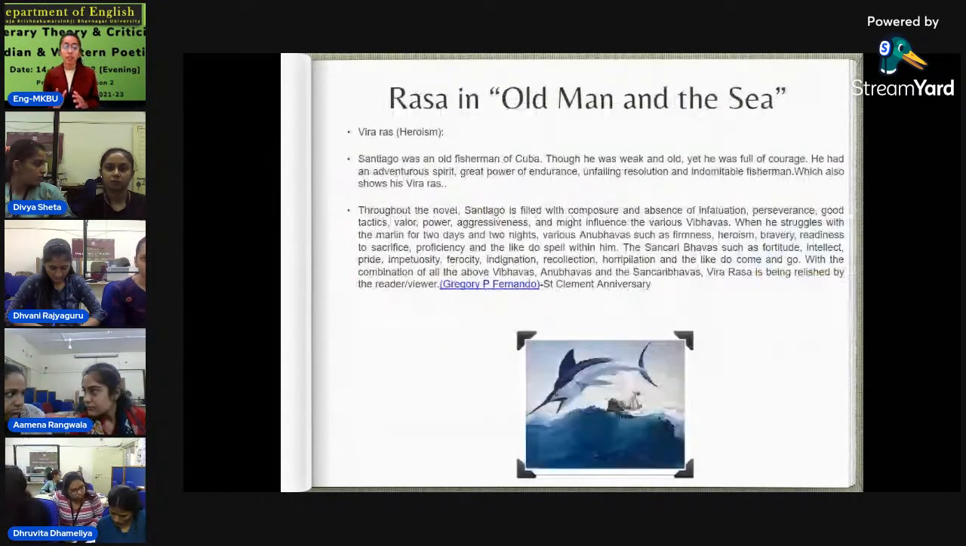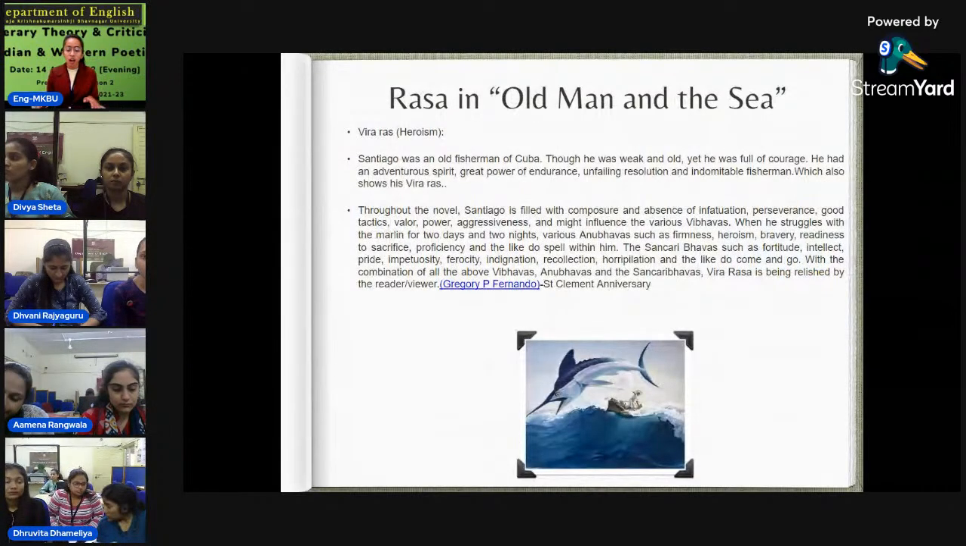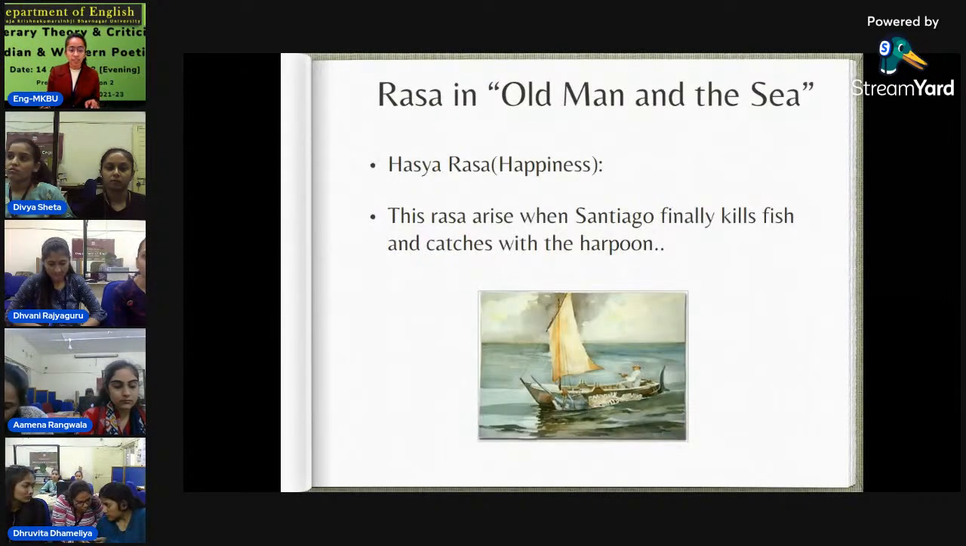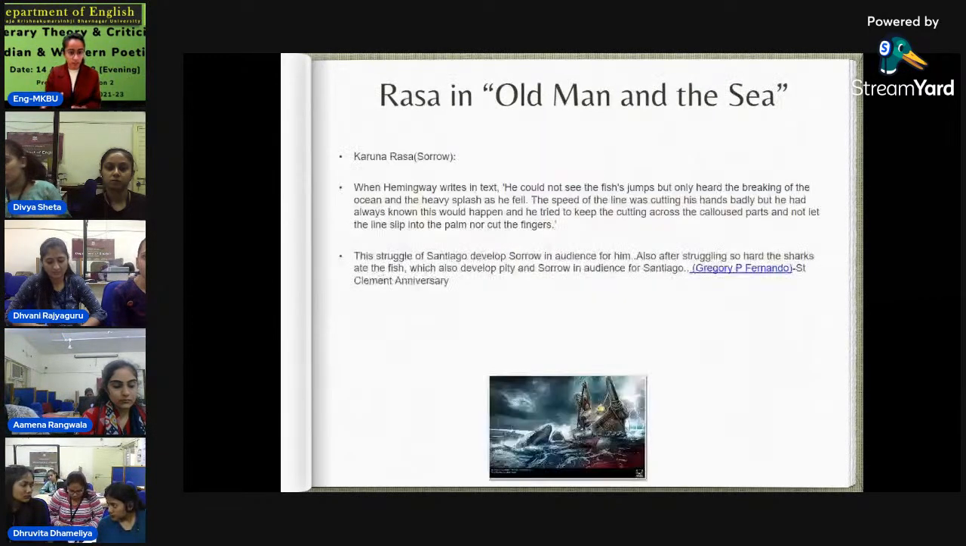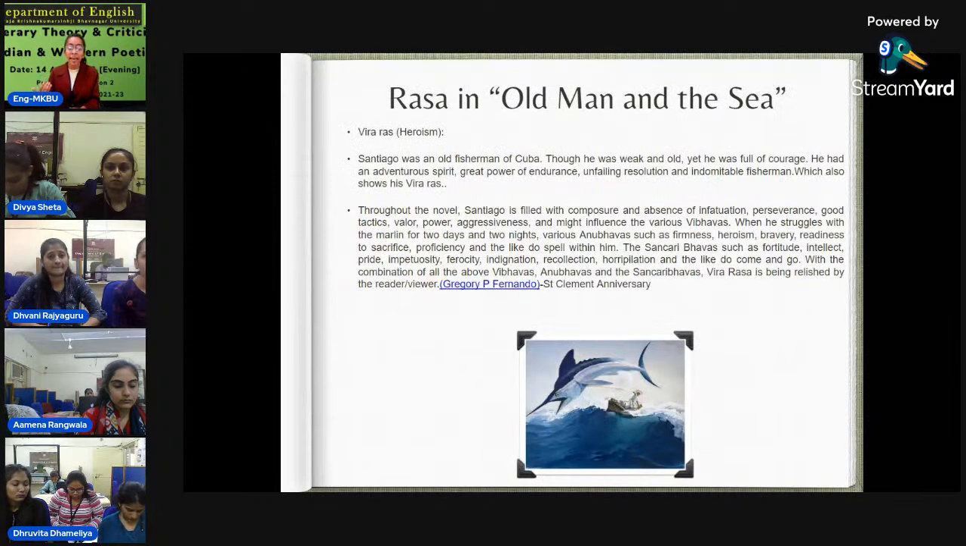Now, how can we find the rasas in The Old Man and the Sea? First, if we start with the veer rasa, the novel begins with Santiago's characteristic. He is an old fisherman of Cuba.